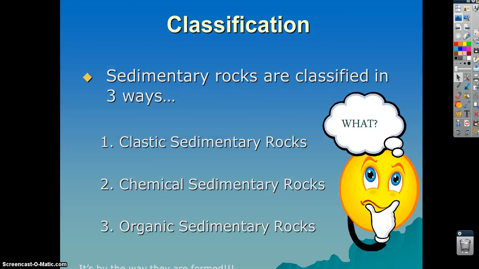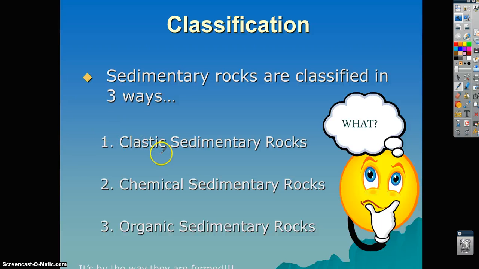Okay, so just like with igneous rocks, we had intrusive and extrusive groups. We can also classify sedimentary rocks into 3 different groups. Okay, so those groups, if you look, they are called clastic, they are called chemical, and they are called organic. Okay, and they are classified based on the way that they are formed.